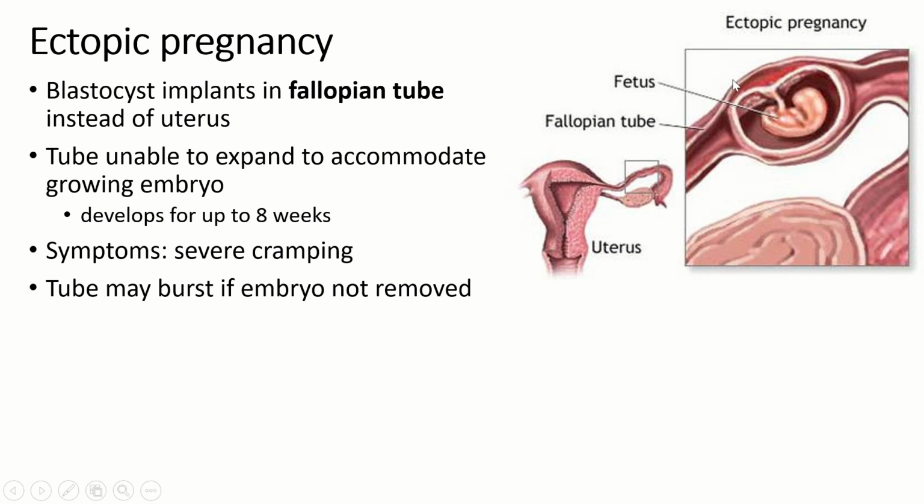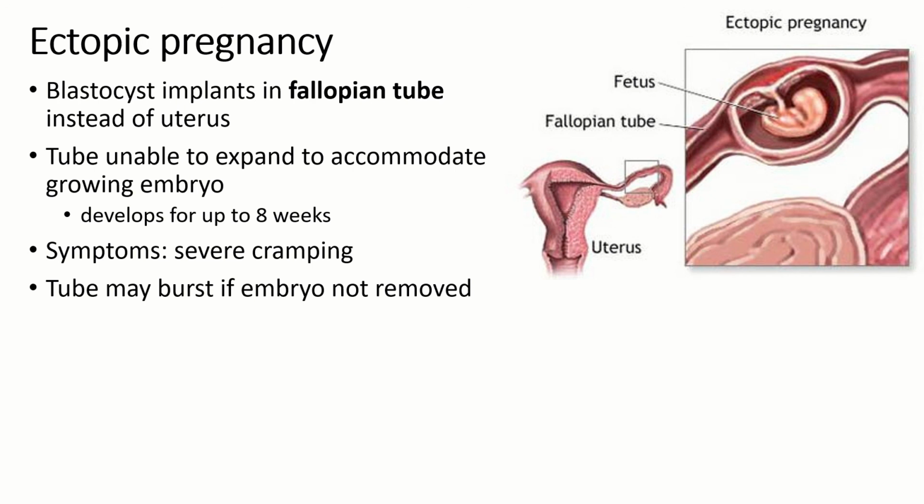And the blastocyst implants and starts to grow into the wall of the fallopian tube, and the little embryo and fetus actually starts to develop. The fallopian tube can stretch quite a bit, and it can accommodate up to about 8 weeks of development, but it can't stretch beyond that. It's not a uterus. A uterus is going to grow and expand and stretch during a pregnancy. A fallopian tube literally can't.